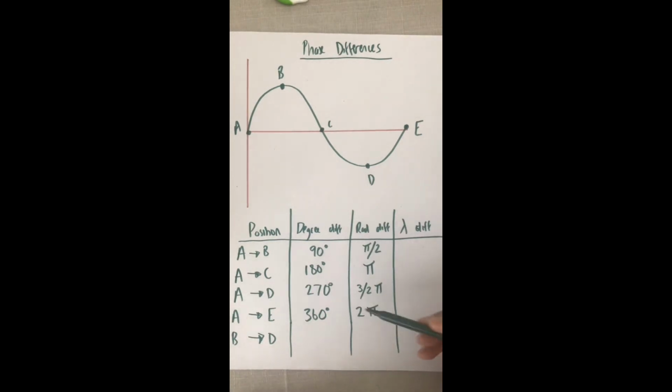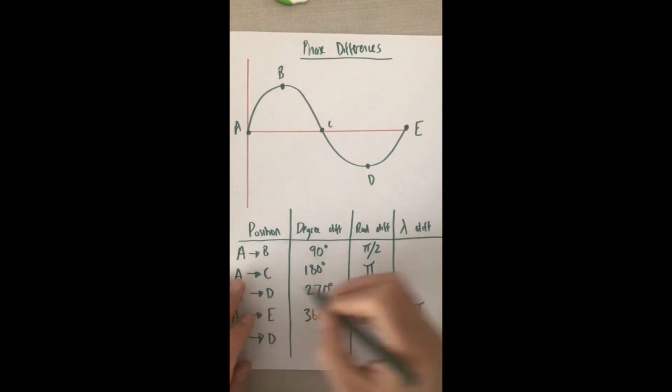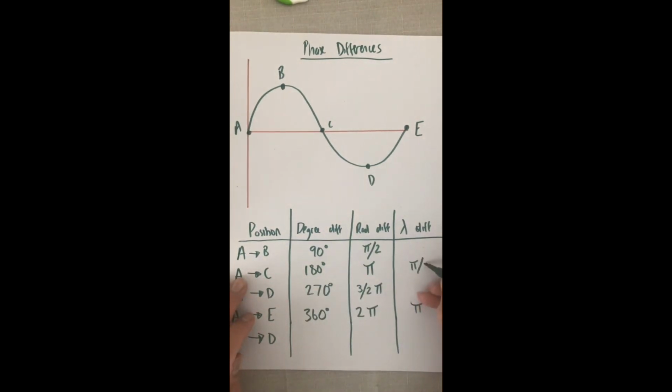Right, there's all of those done. And then the difference in wavelength, well, A to E is 1 full wavelength, A to C is half a wavelength, and again, it's just a matter of filling in the gap. So this is going to be over 4, and this one is going to be 3/4 of a wavelength.